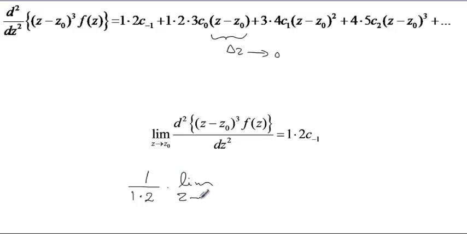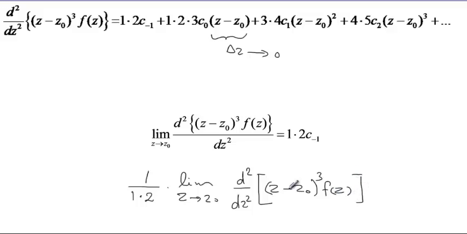as z goes to z0 of d2 over dz2 of (z minus z0) to the power 3 times f of z. That will be equal to c sub minus 1.